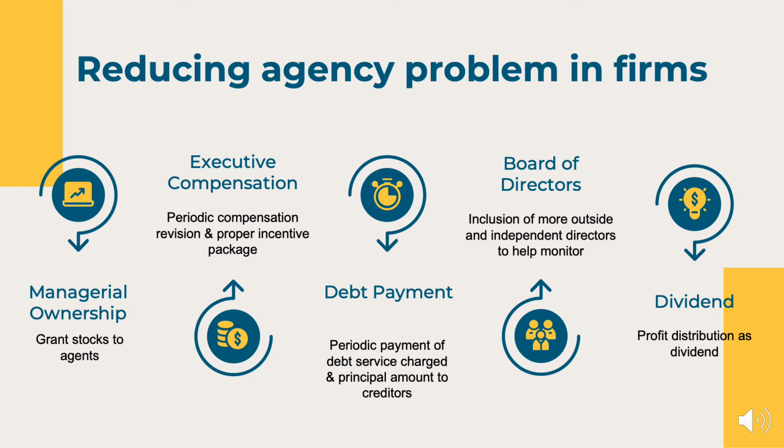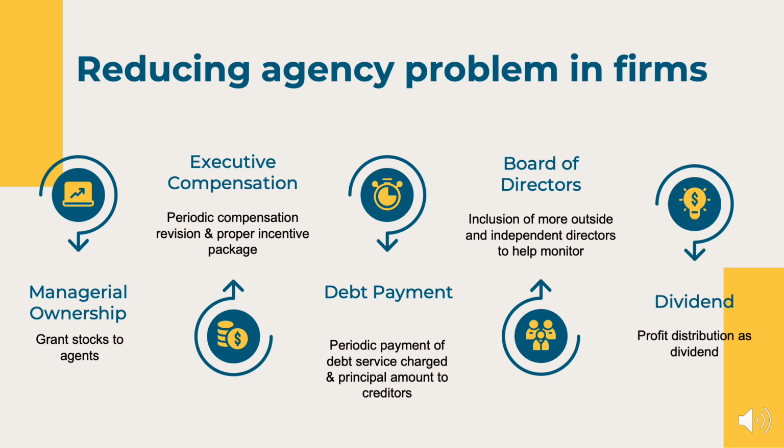Fourth is the board of directors. The inclusion of more outside and independent directors on the board helps diligently watch the actions of managers and helps align interests between owners and managers. As we all know, the agency problem can be solved through monitoring, and this method is pretty much like the monitoring system with the addition of board members.